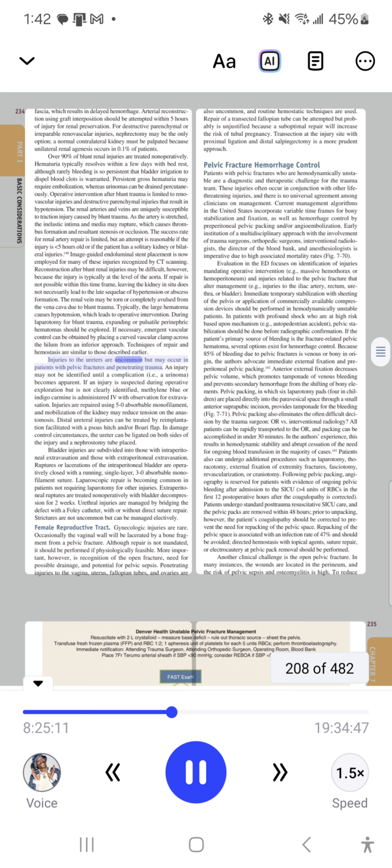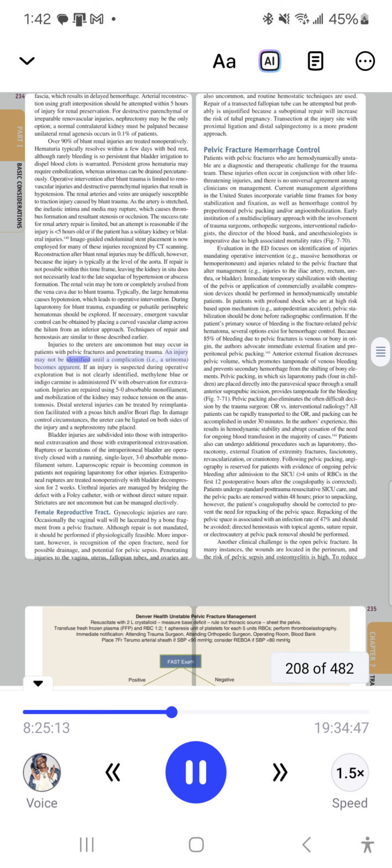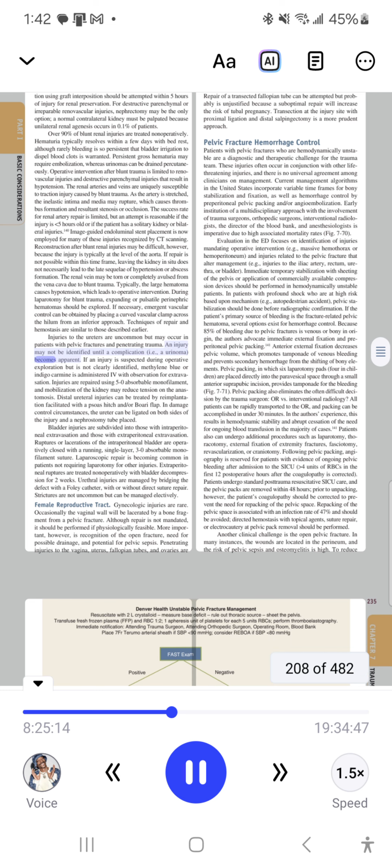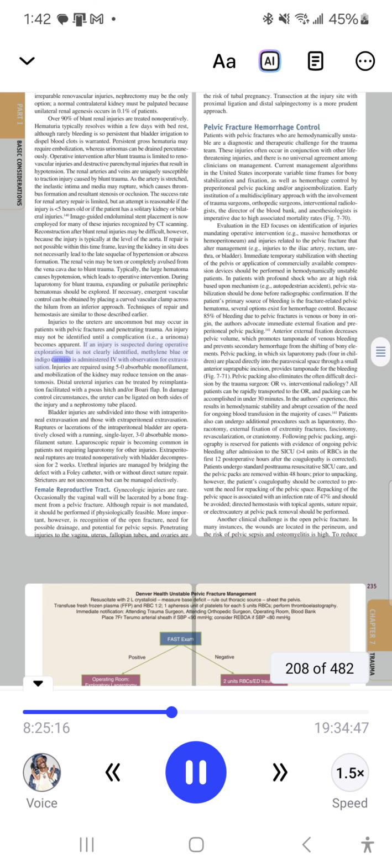Injuries to the ureters are uncommon but may occur in patients with pelvic fractures and penetrating trauma. An injury may not be identified until a complication, such as a urinoma, becomes apparent. If an injury is suspected during operative exploration but is not clearly identified, methylene blue or indigo carmine is administered intravenously with observation for extravasation.